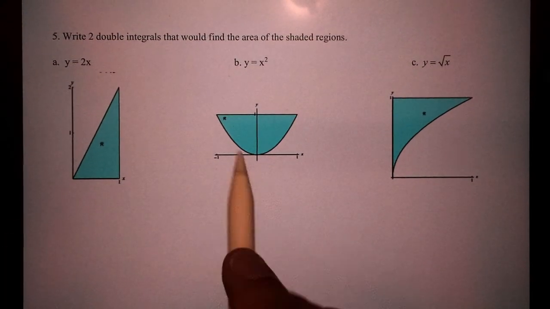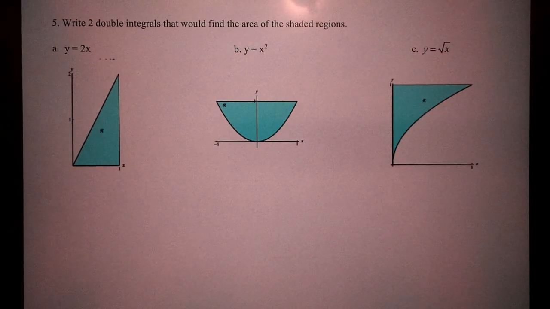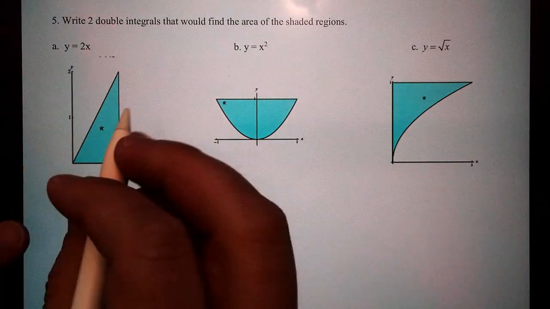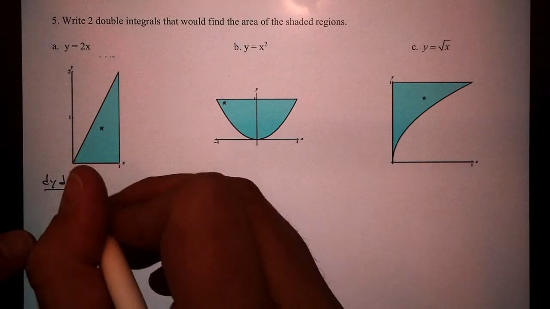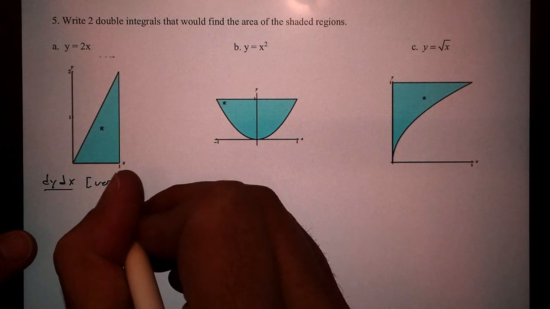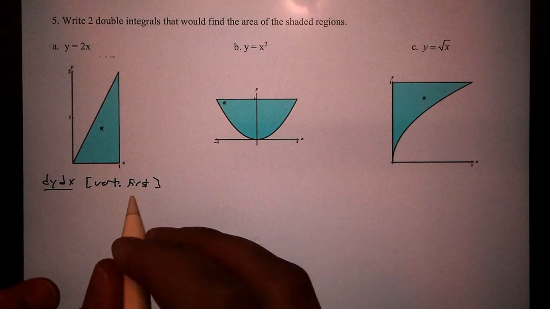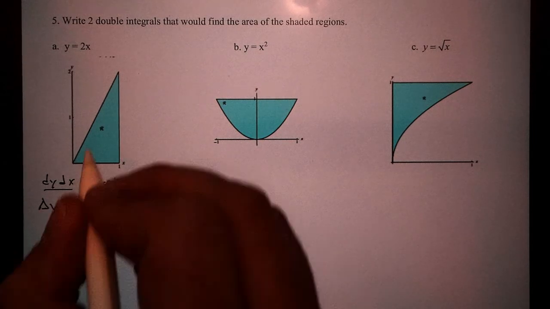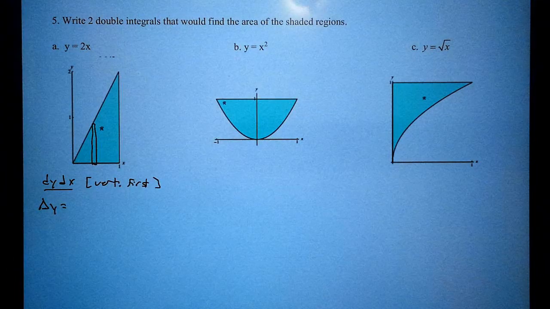Ready? We want to write two double integrals that will find the area of the shaded region. So let's take a look at part A right here. For the first one, I'm going to use dy dx. Now if I use dy dx, remember this is telling me that my vertical must go first. In other words, we're looking at the change in y values. So if I draw my vertical rectangle, there it is.